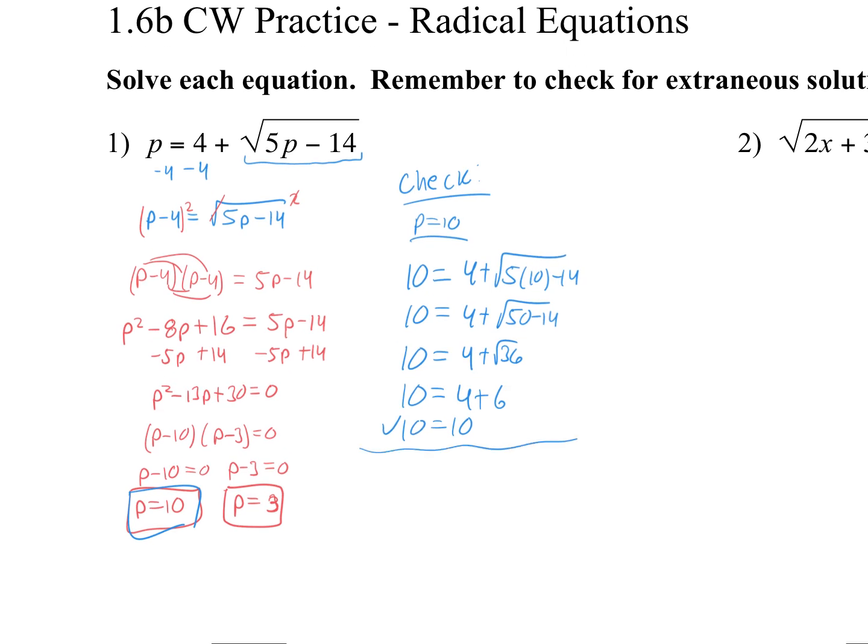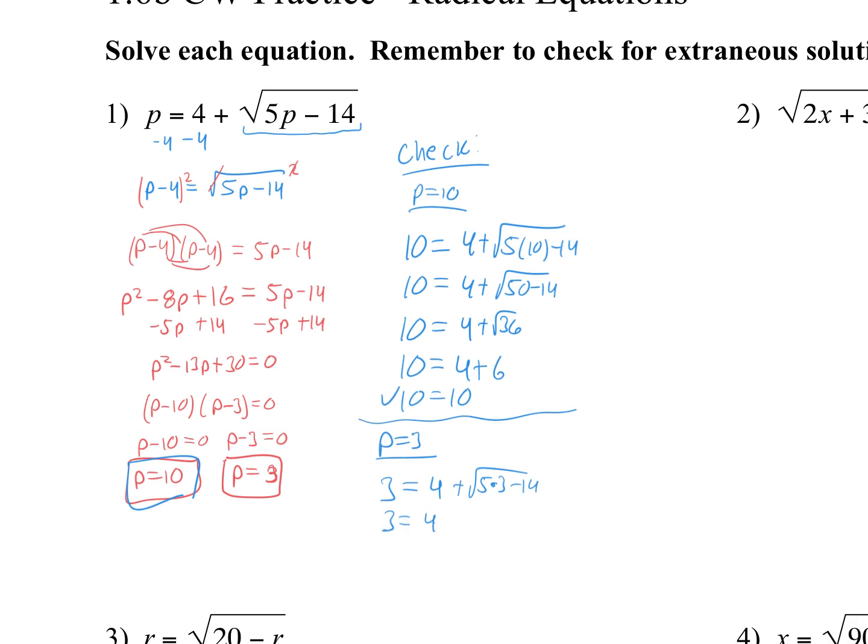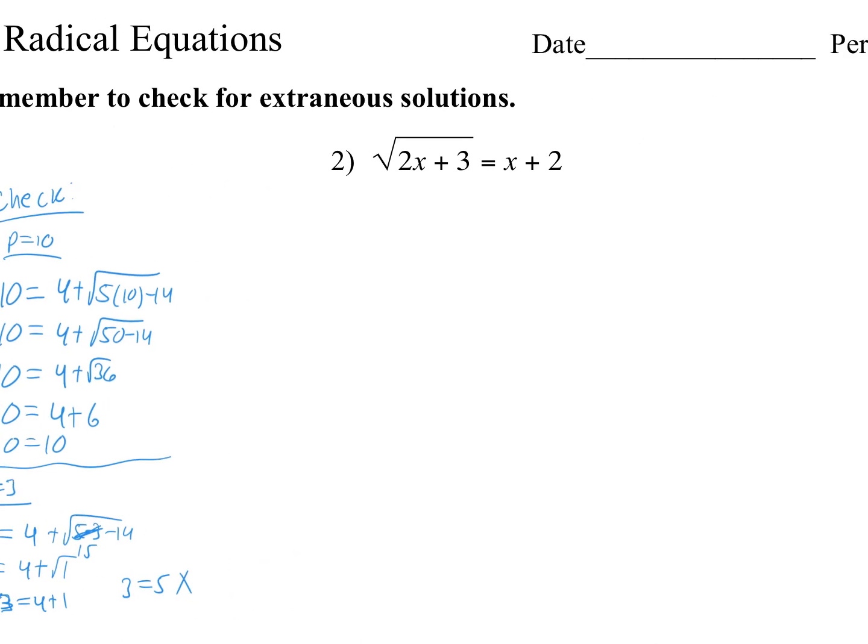All right, let's try the same thing for p equals 3. I'm going to plug 3 into the original equation. So I get 3 equals 4 plus the square root of 5 times 3 minus 14. And then we get 3 equals 4 plus, 5 times 3 is 15, and 15 minus 14 is 1. So the square root of 1, and the square root of 1 is just 1. So I get 3 equals 4 plus 1. So 3 equals 5, right? Which is not true. So 3 is not a valid solution. So 10 is our only answer here. All right, moving on to the next one.